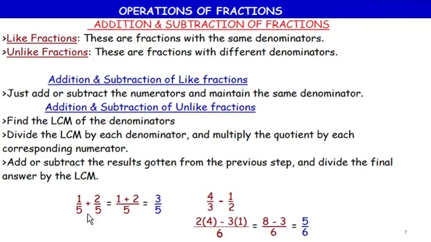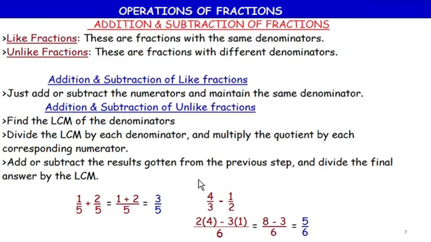So whenever the denominators are the same, we just maintain the same denominator and add their numerators, as you are seeing over here. That is very simple. So this is addition. Now let's say you have 5/7 minus 3/7. Because they have the same denominator of 7, you just subtract their numerators. So it's going to be 5 minus 3, which will give you 2/7. That is how we add or subtract like fractions.